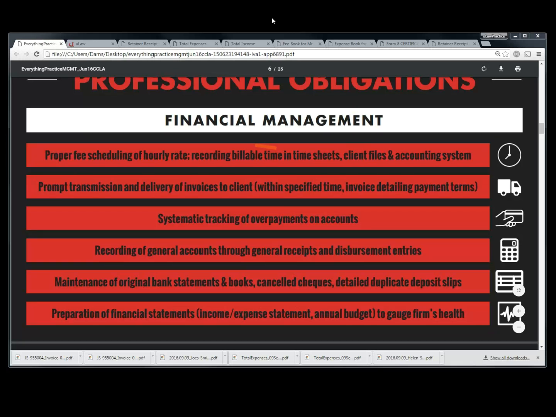So financial management is not just about compliance with the Law Society. It's making sure that your business is healthy, everything is all good, and you make sure that all your expenses and your incomes are all managed properly at the end of the day. At this time, we are running out of time, and we are going to look for questions.